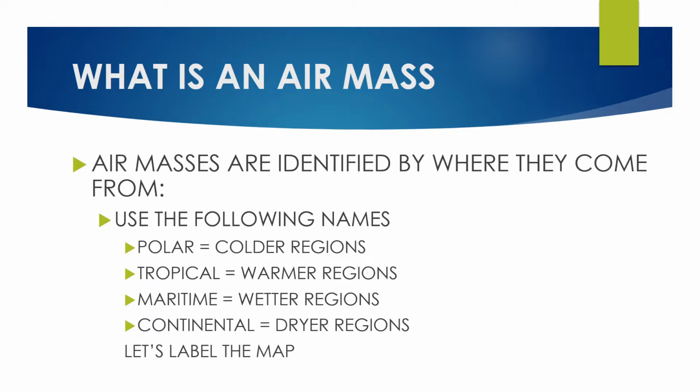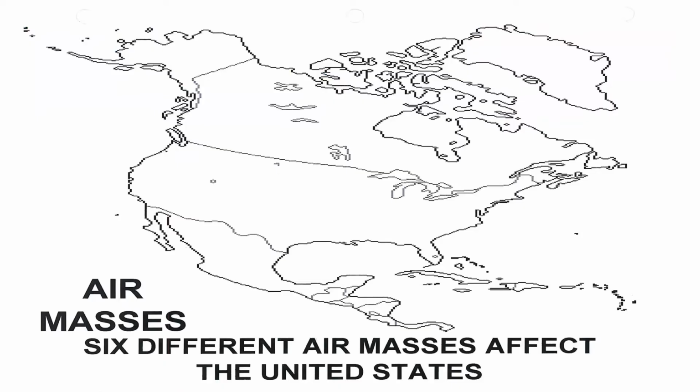Let's label the map. That's the next thing we're going to do on the next page. So you were given a map also as a separate sheet. As I do the map on the screen, try to label the map on your own to map out all 6 air masses that affect the United States.